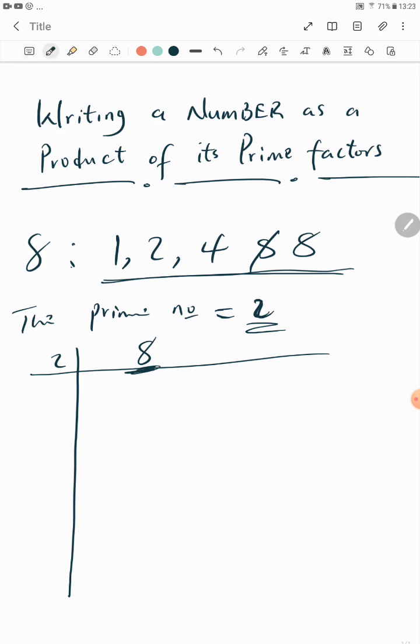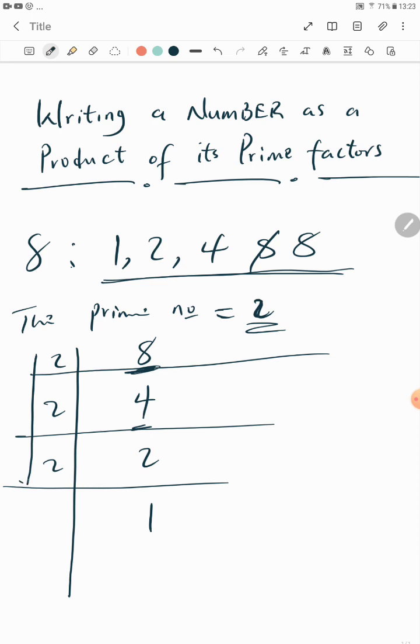So let's go back to this. 2 in 8 will give us 4, and then having 4, I can see that I can still use 2. So I use 2 again. 2 in 4 will give me 2. Having 2, I can see that I can still use 2. 2 in 2 will give me 1. So you make your division until you get 1, and then these numbers here are actually the multiples, or the products, that will give us 8. So we simply write 8 now equals what we have here, which is 2 times 2 times 2.